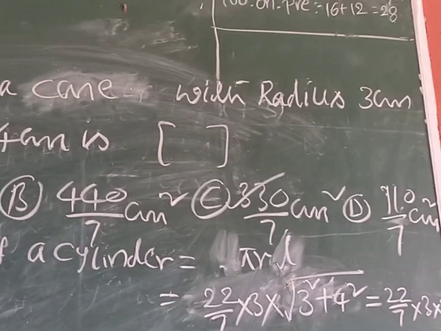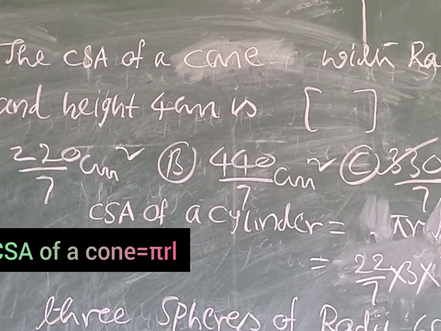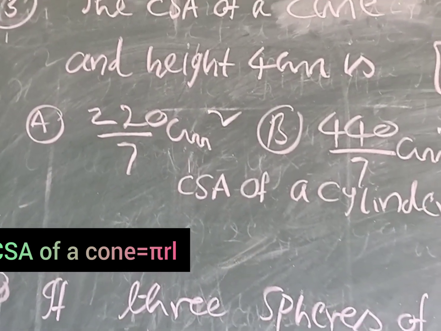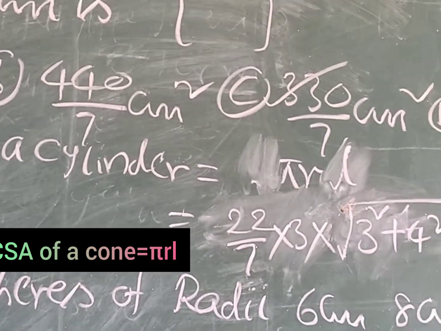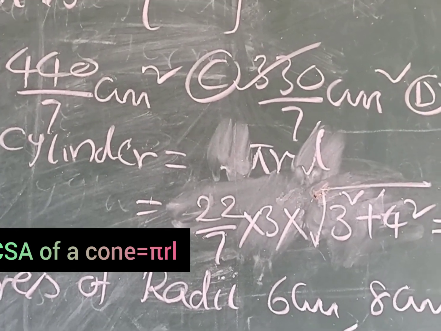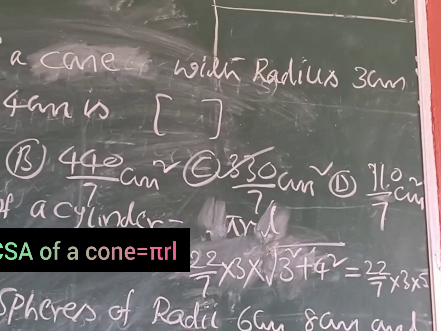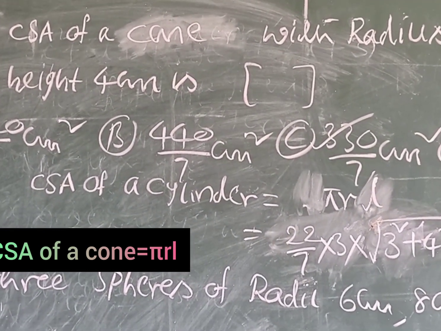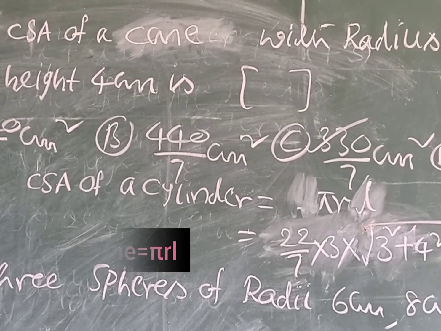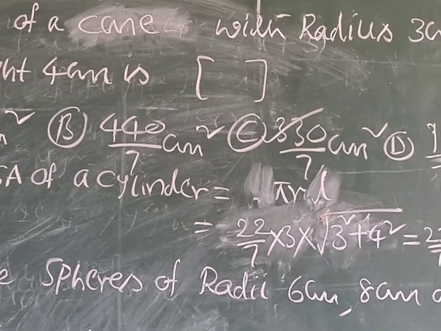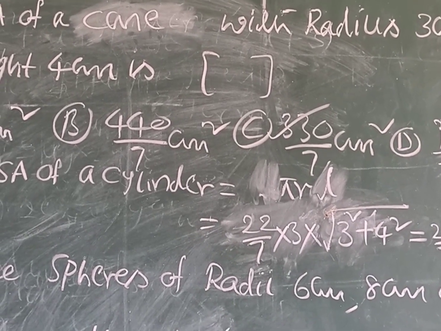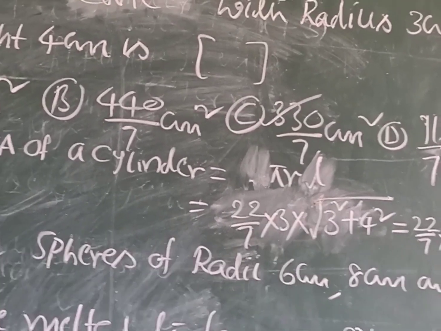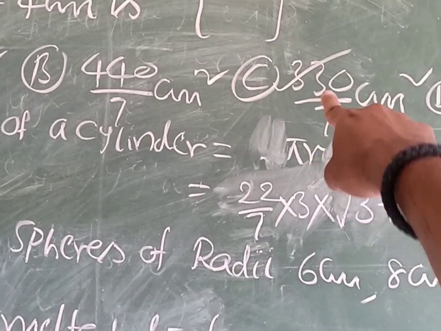The CS of a cone with radius 3 centimeters and height 4 centimeters. The formula to be used to find the CS of a cone is pi RL, where L is the slant height. 22 by 7 into radius 3, the radius of the cone is given to be 3 centimeters, into L, where L is root of R square plus H square. Therefore 22 by 7 into 3 into root of 3 square plus 4 square, and root of 3 square plus 4 square is equal to 5. So 22 into 3 is 66, 66 into 5 is 330. 330 by 7 centimeter square. Therefore the option is C.